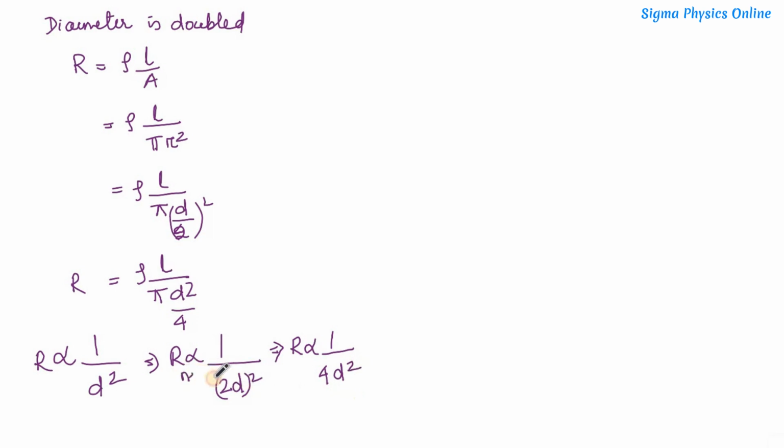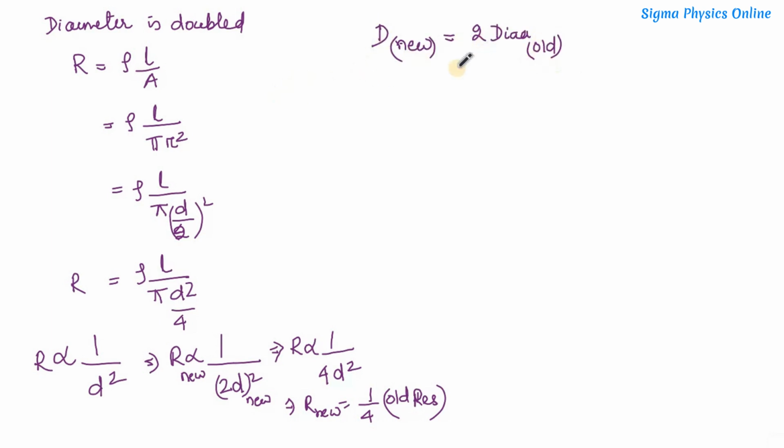So this is the new resistance, that is the new diameter. So the resistance new will be 1 by 4 the old value, old resistance. So you can either do it in this way or you can solve it directly. That is, it's given that the new diameter is twice the old diameter. Similarly, the new radius will be equal to twice the old radius.